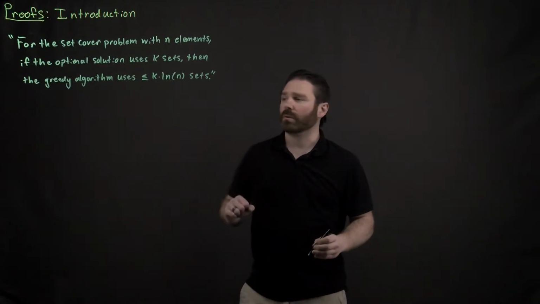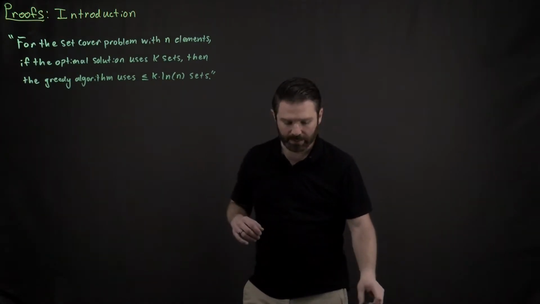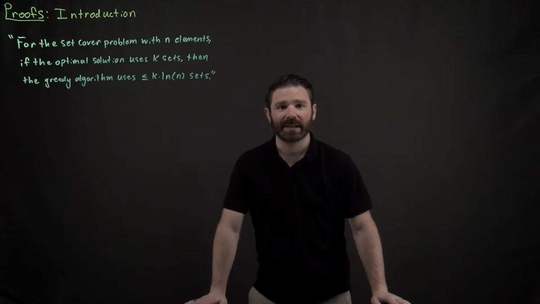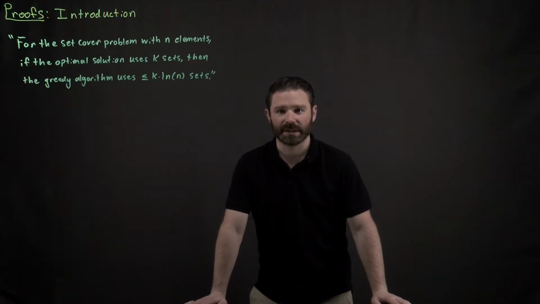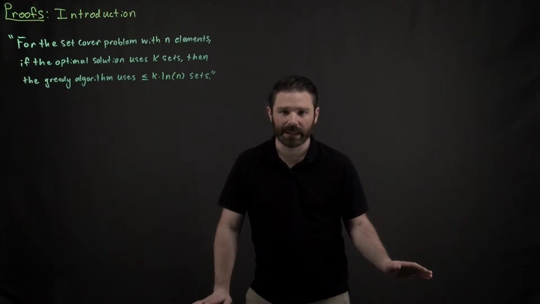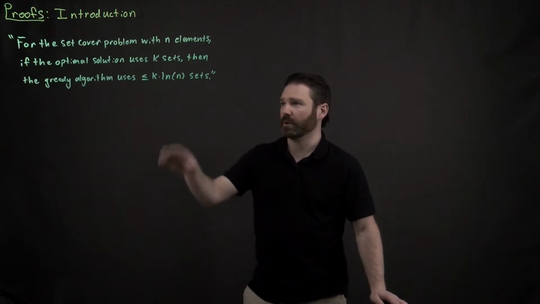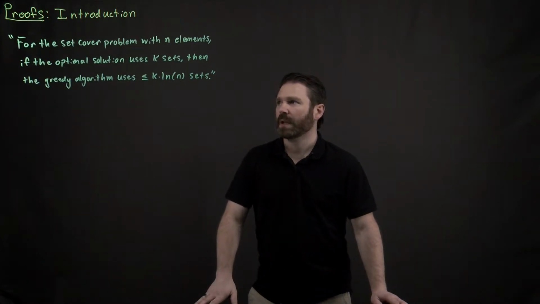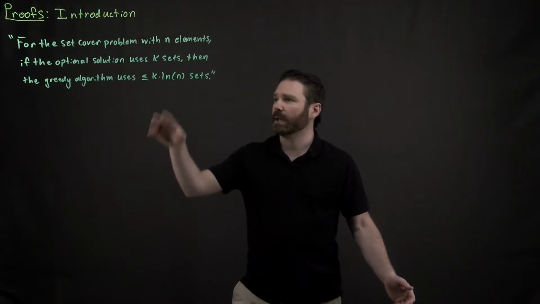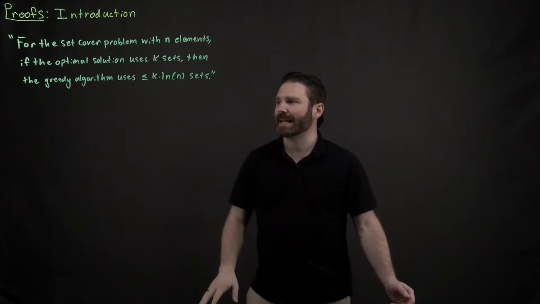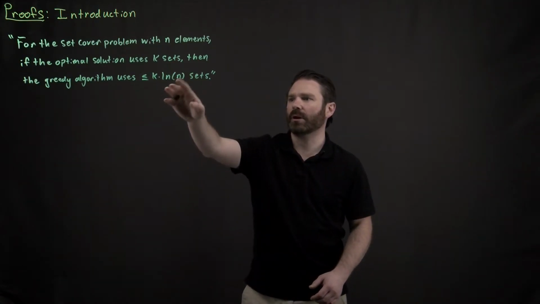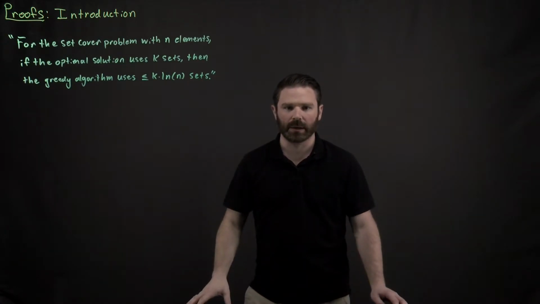So here is a real-world example of a problem that might actually come up in theoretical computer science. In fact, I pulled it directly from an example given in Computer Science 465. For the set cover problem, and you don't have to know what the set cover problem is, this is simply an example to give you an in real life kind of example. For the set cover problem with n elements, if the optimal solution to this particular problem uses k sets, then the greedy algorithm uses less than or equal to k natural log of n sets right here.